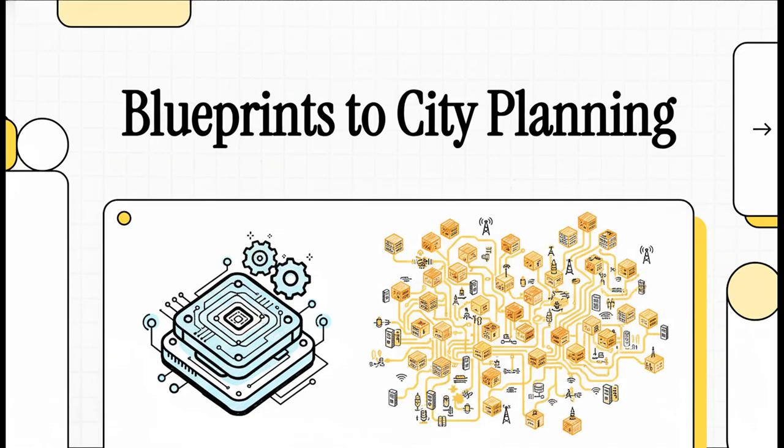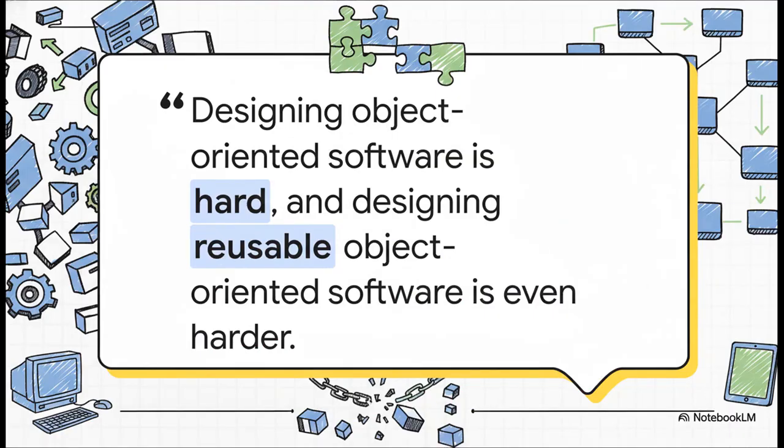Welcome to The Explainer. Today we're going to trace the wild evolution of software design. We've gone from drawing up elegant blueprints for a single application to basically becoming city planners for these huge, sprawling data systems we rely on every day. So let's dive in. Let's rewind to the mid-90s.